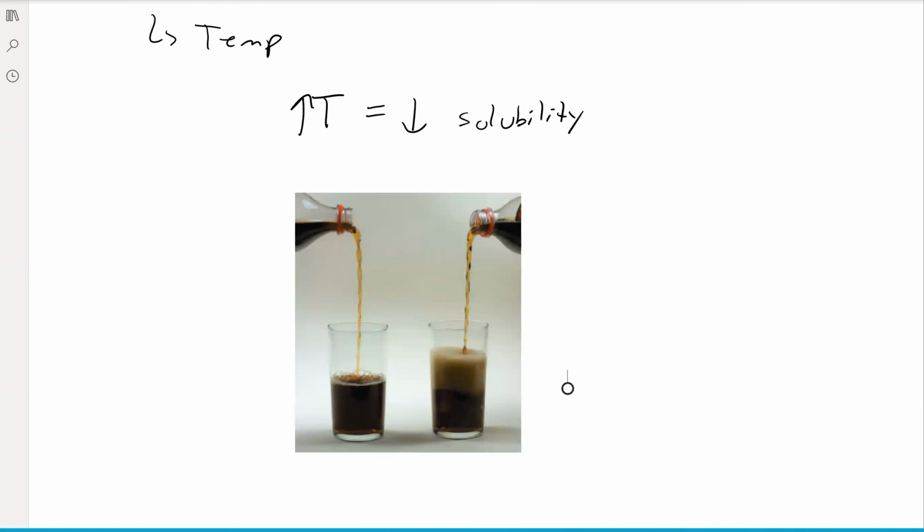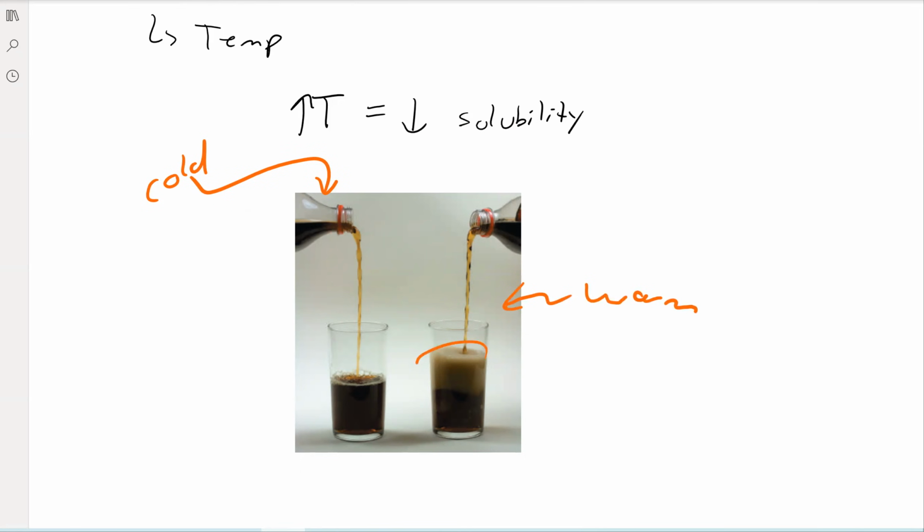So for example, here's two sodas being poured. On the left one, it's a cold soda. And on the right one, it's a warm soda. And so you can see we have a lot more fizz on the warm soda. The fizz comes from the carbon dioxide gas leaving the solution, and it makes those little bubbles. And so as we can see, the warm soda, the carbon dioxide gas leaves much faster because it's much less soluble.